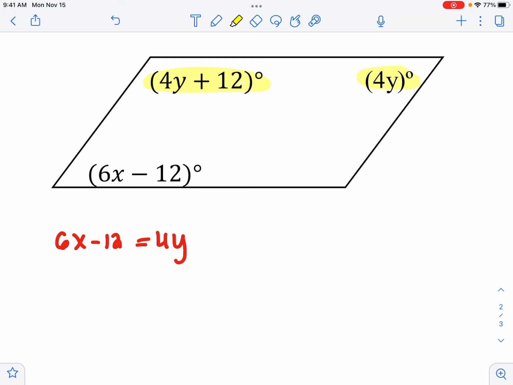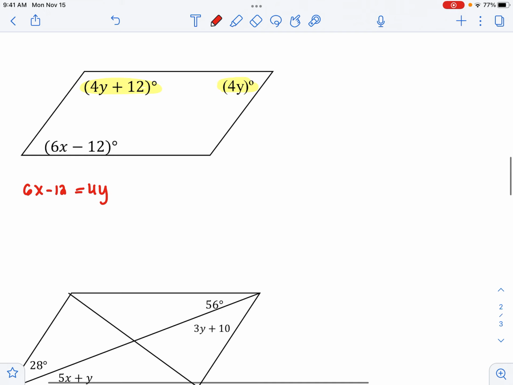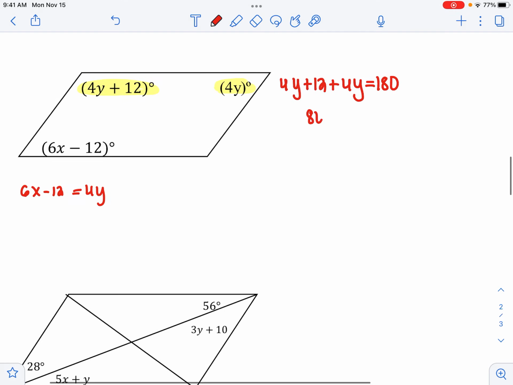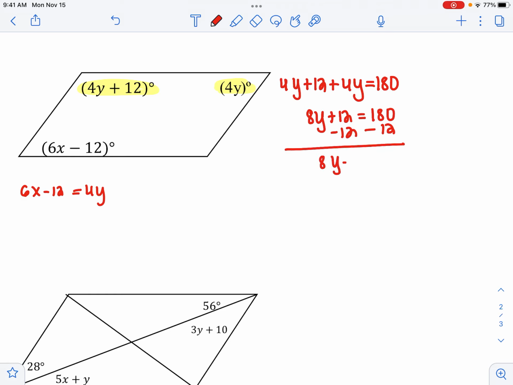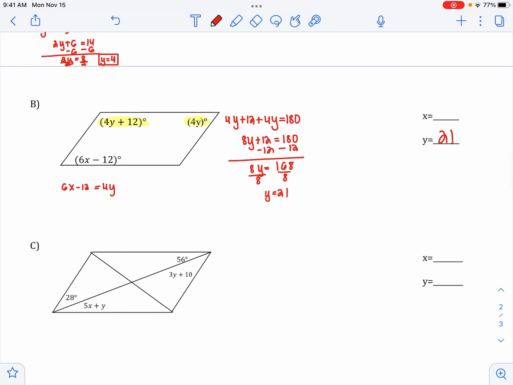Well, I see that both of these are next to each other. They're same side interior angles, and they both have a y in it. I know same side interior angles are supplementary. So I'm going to do 4y plus 12 plus 4y is equal to 180. Combine like terms, 8y plus 12 is equal to 180. Subtract 12 from both sides. 8y is equal to 168. And then divide both sides by 8, and I get y is equal to 21. So now I know y is 21. I can box it here too if I like.